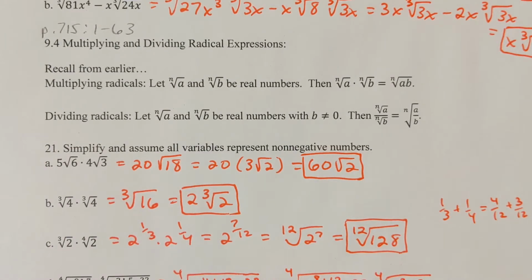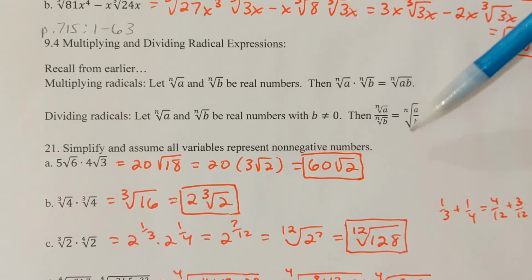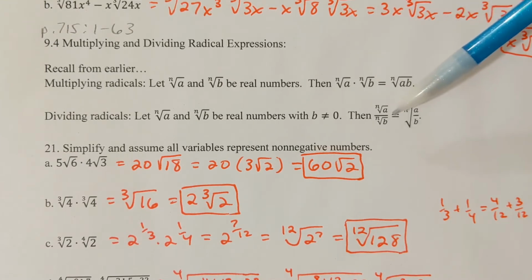Okay, we'll start section 9.4 now, which is all about multiplying and dividing radical expressions. From earlier, remember that if you have two radicals that have the same index and you're multiplying or dividing them, you can combine those to a single radical. Now, you can't do that if you're adding or subtracting, but we've done quite a bit of this already, multiplying and dividing radicals.